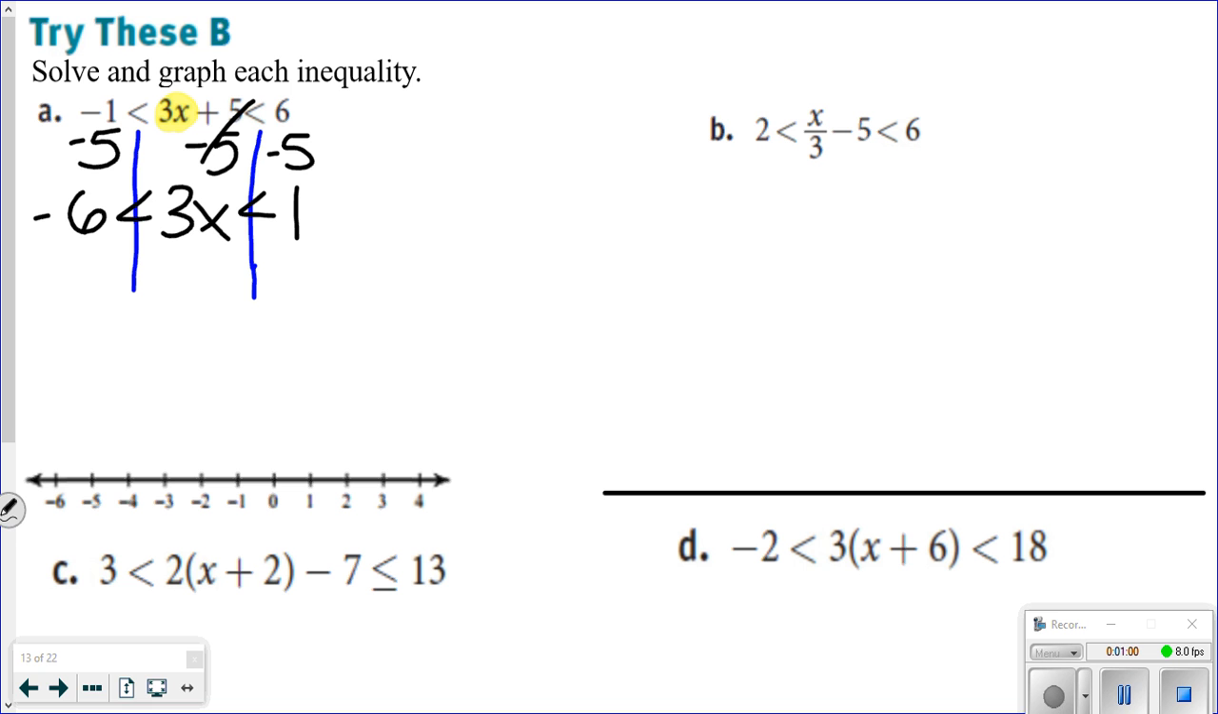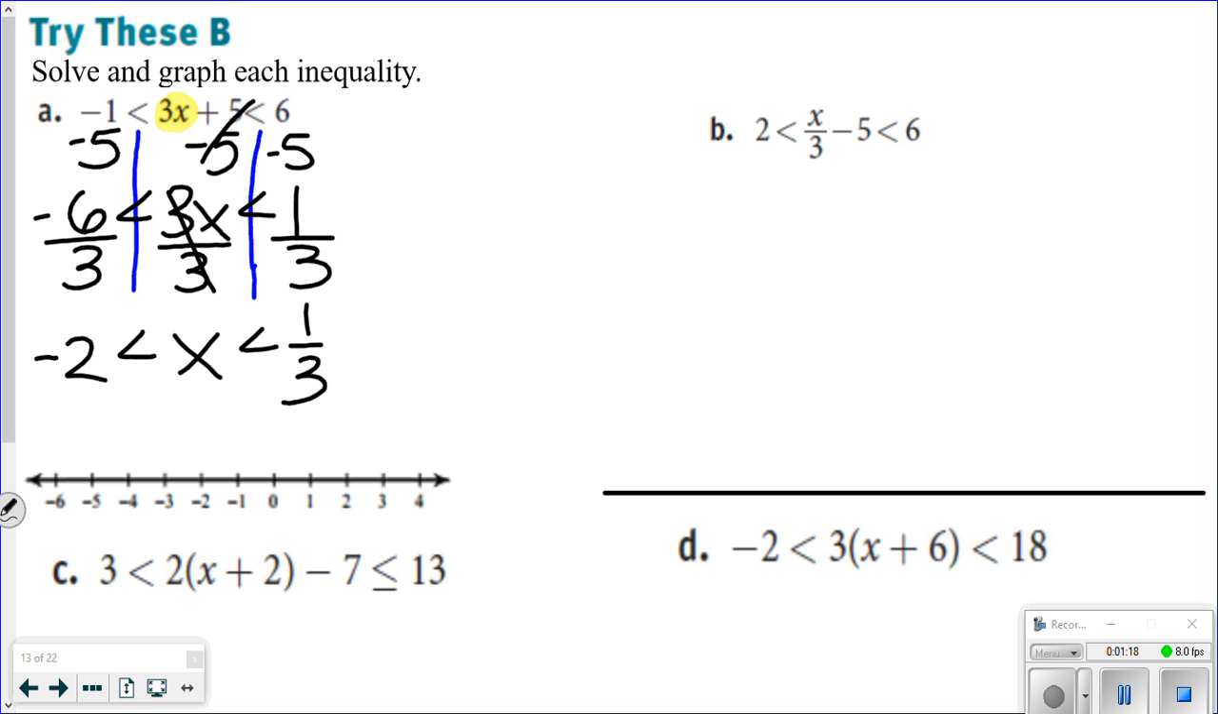We still do not have x completely alone in the middle. It's being multiplied by 3, and the opposite is to divide by 3. Those cancel. Divide by 3, divide by 3. -2 is less than x, which is less than 1/3. So if I was graphing this, I would have an open circle at -2, an open circle at 0.33, and I need x values in between that, so I'm going to shade in the middle.